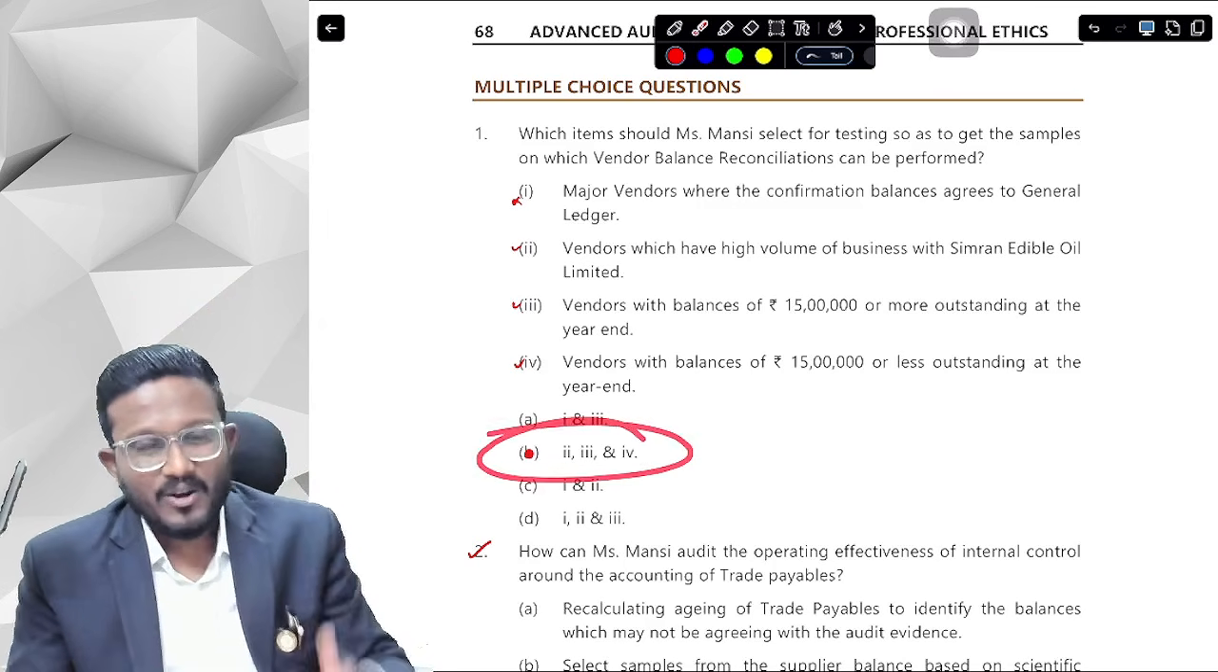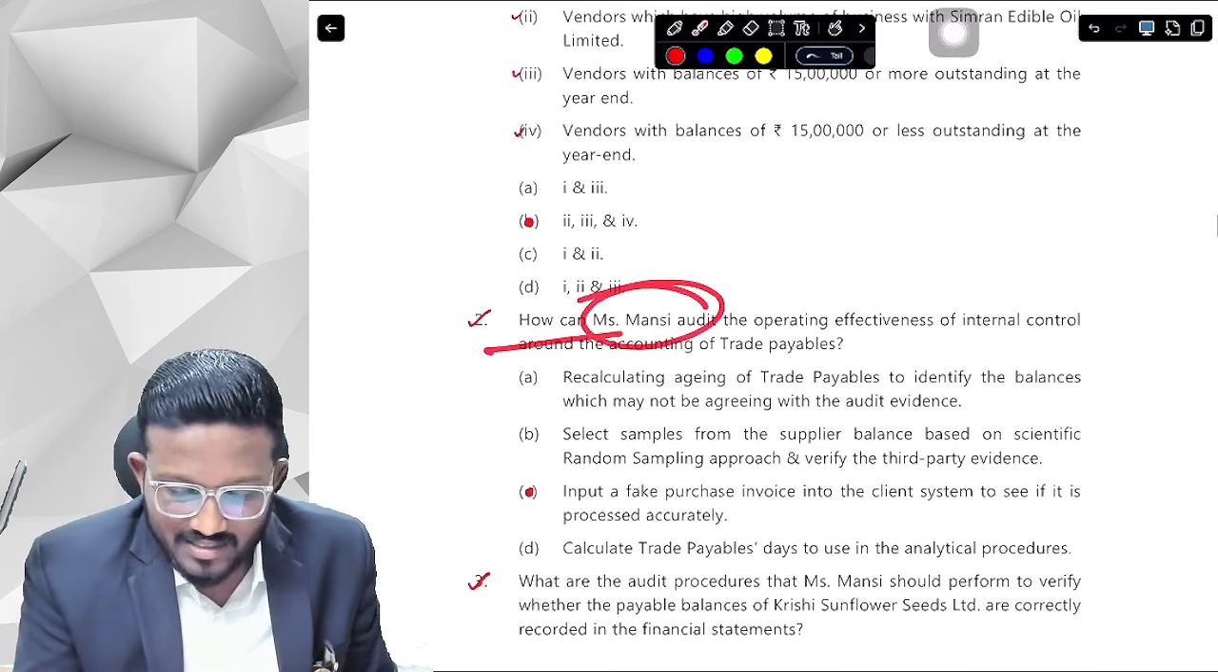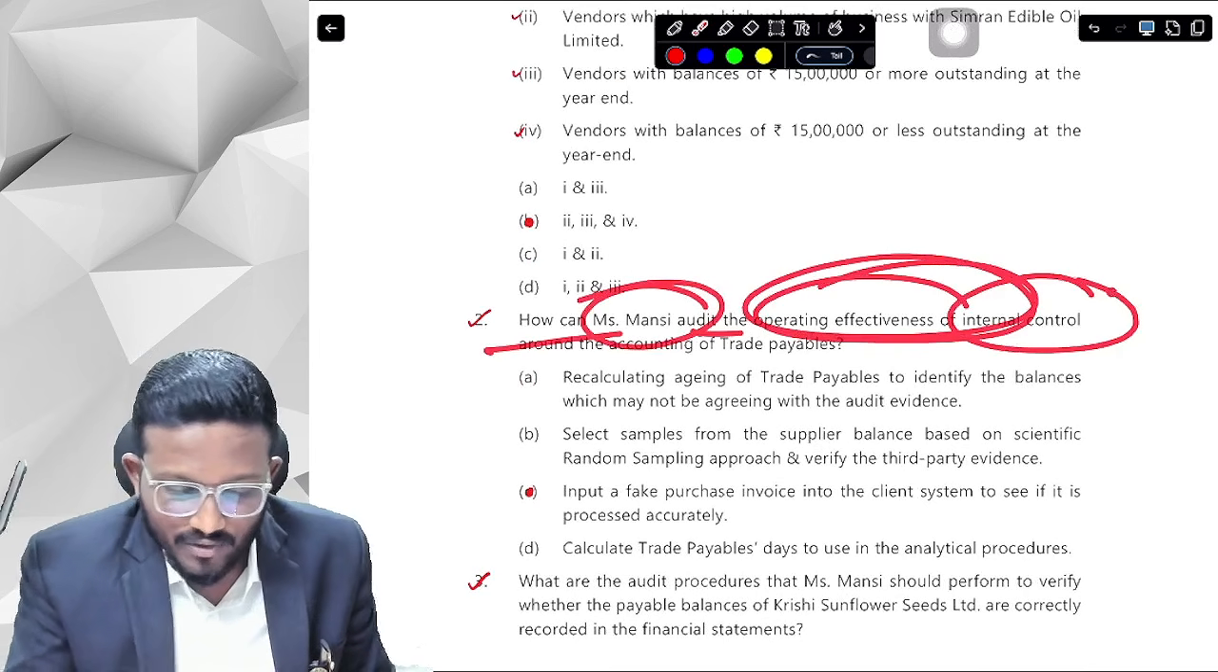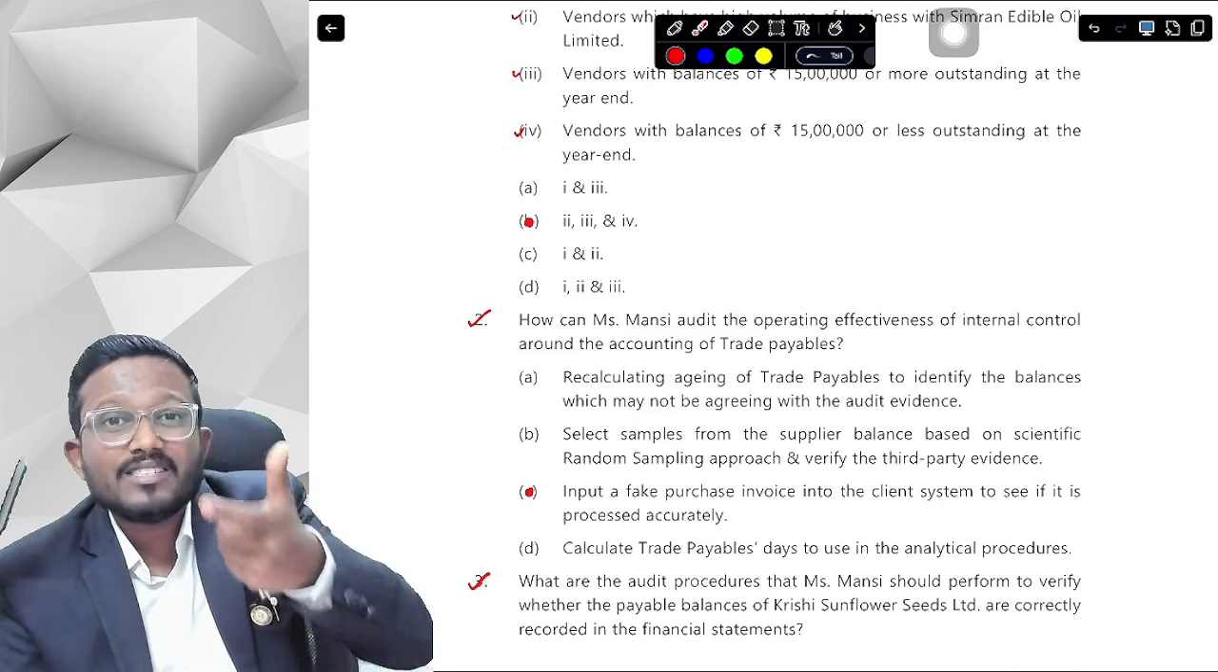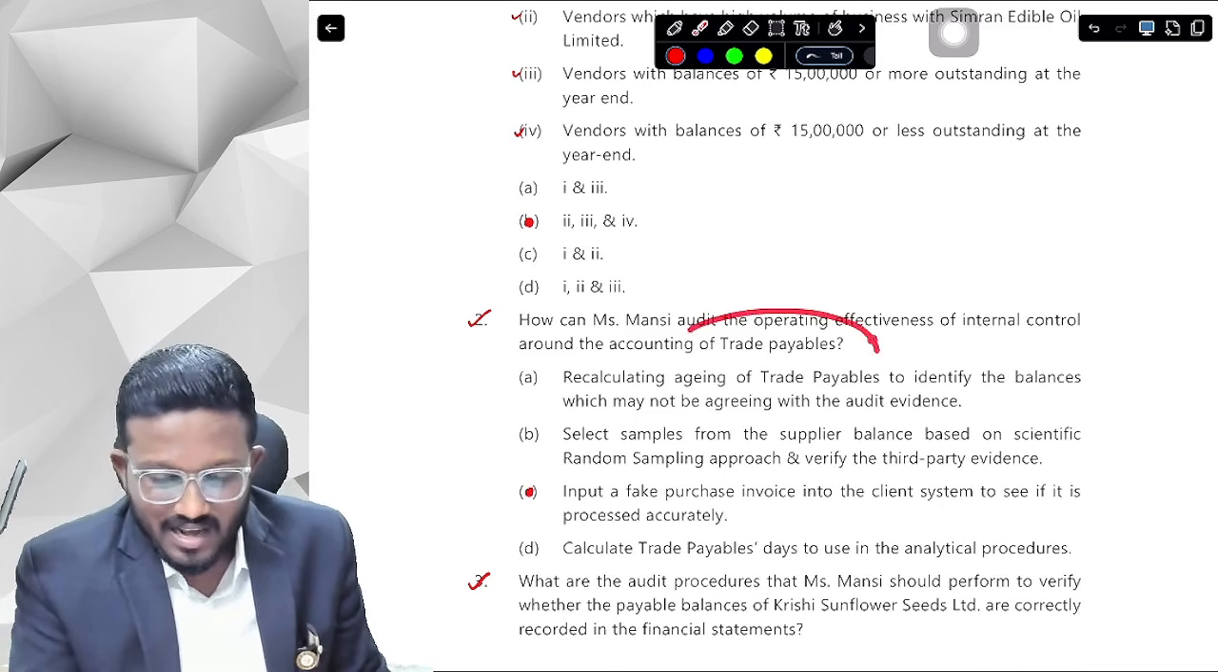So 2, 3 and 4. Okay, yes sir. Next, how can Miss Mansi audit the operating effectiveness of internal control around the accounting of trade payables? So we are auditing the TOC of accounting of trade payables. How can we do that?